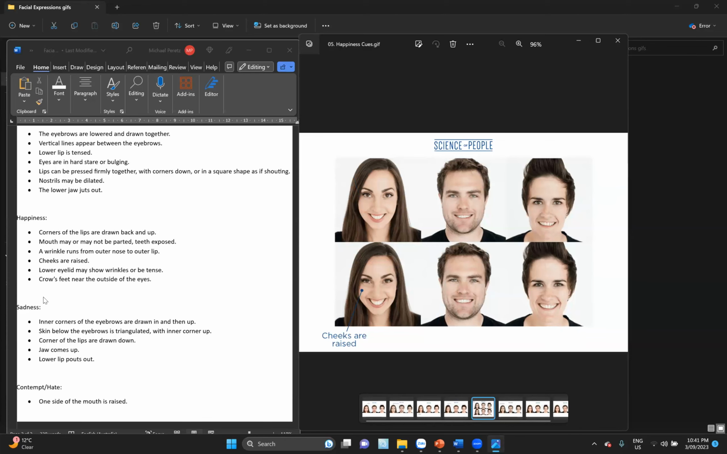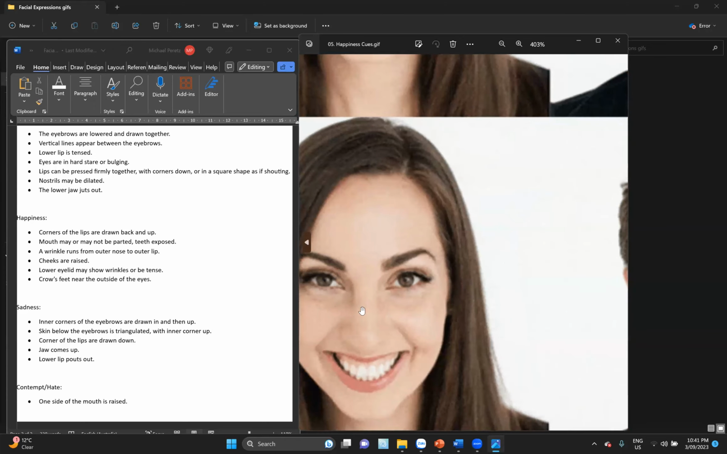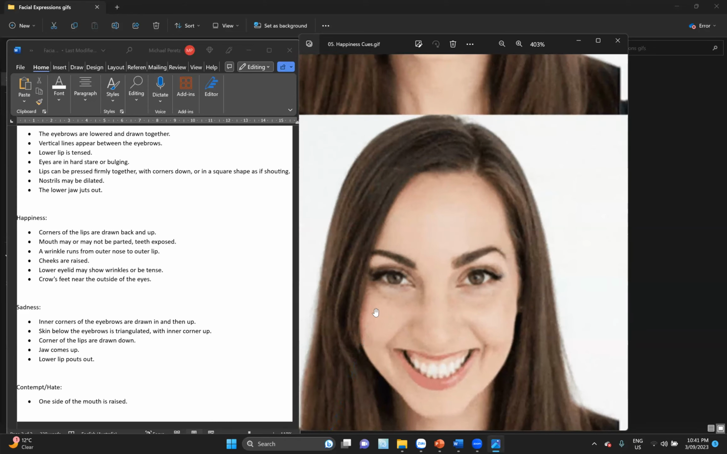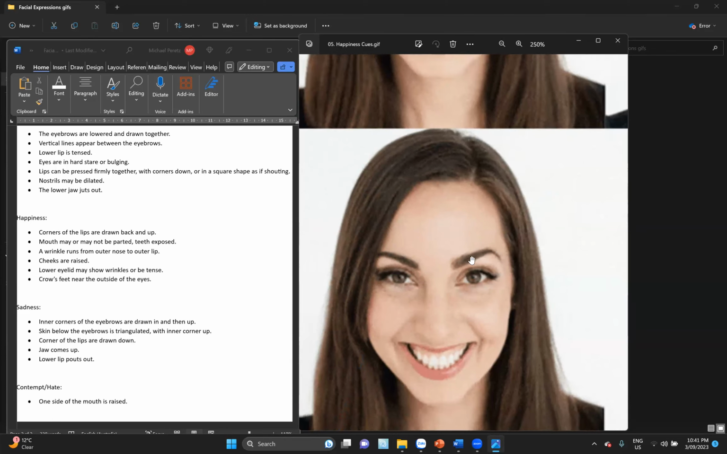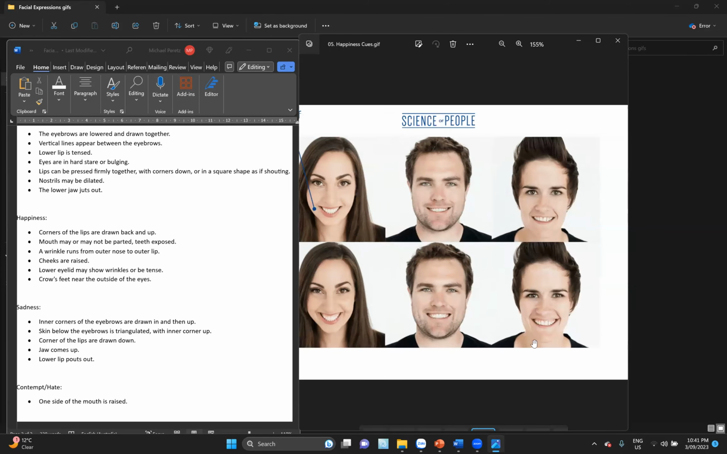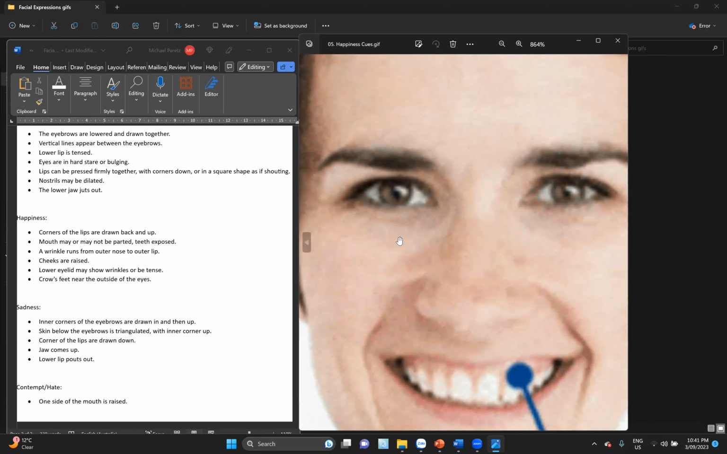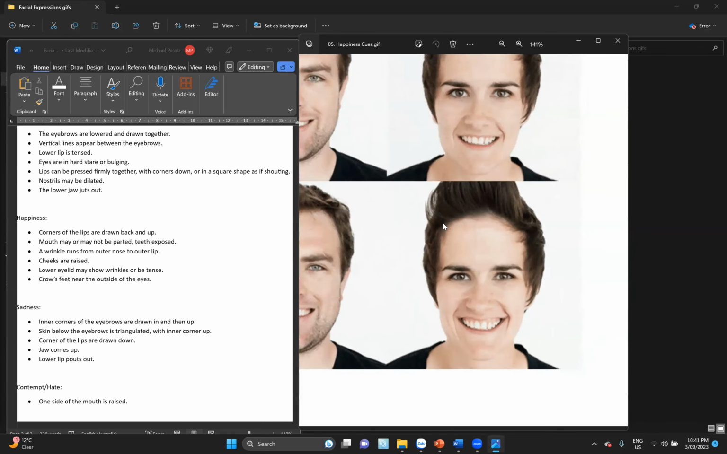The lower eyelids may show wrinkles or they may become tense. So we see in this particularly big smile from this first lady, she's just got the best smile in the photo, so I'm just using her example. We see the under eye has become a little bit wrinkled from the smile as the cheeks have lifted, it's closed the space there, creating the wrinkles. Or the other option is this lady on the end here. We can see there's pretty much a lack of a wrinkle there. So it's quite tense in that example.